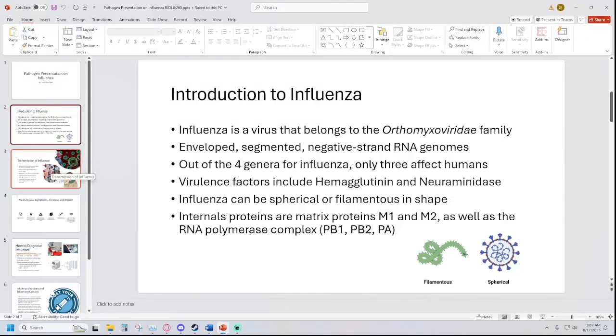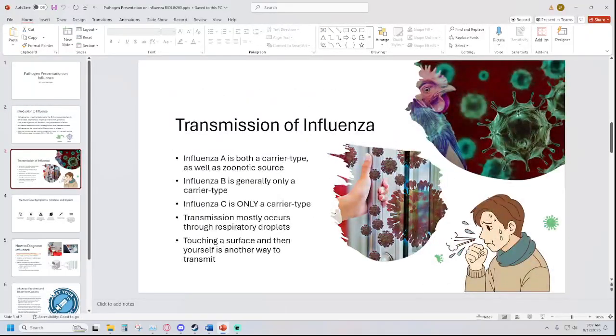All right, let's go into the transmission of influenza. Influenza A is both a carrier type and zoonotic source, meaning that as long as it has a living host, whether it is a human or an animal, it can survive and thrive, spreading to other living hosts. Influenza B generally only infects humans, and influenza C only infects humans. Influenza cannot survive long in an environment outside of a host.